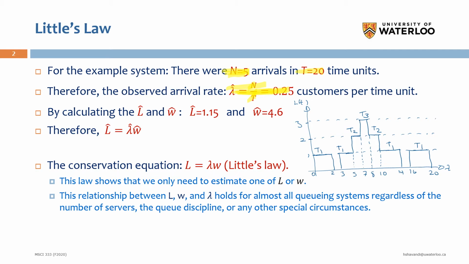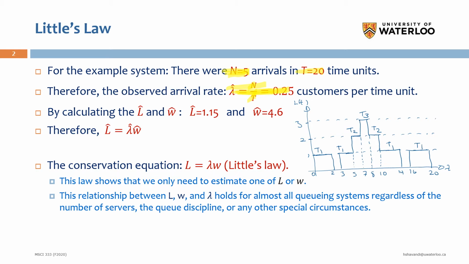So this means every minute we have 0.25 arrivals to our system. This means that almost every 4 minutes we have one customer. This is on average: one customer every 4 minutes, or 0.25 customers every 1 minute. So that's an estimation for the arrival rate.